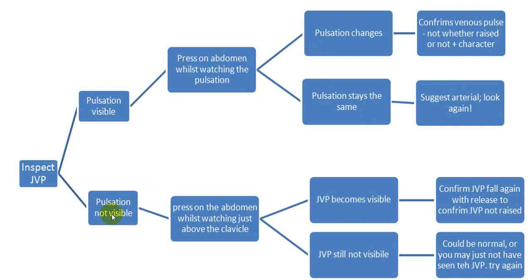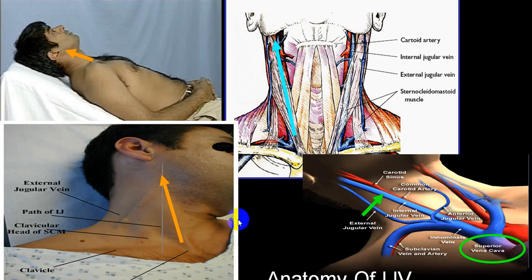Another way, if pulsation is not visible: now press on the abdomen and watch just above the clavicle, because that is the portion, if I show you here, this portion, this is the clavicle. Just above the clavicle, where you have got the two tendons of sternomastoid getting inserted, this is the triangle where the jugular vein is just visible. If you try, you will be able to make it out.